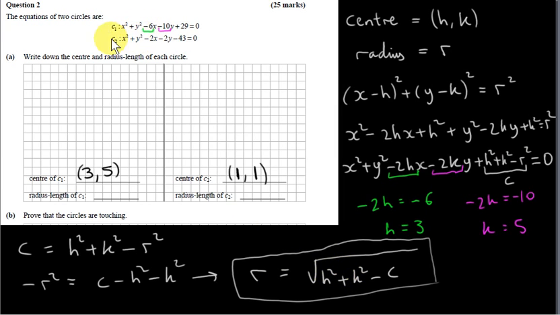So let's look at circle C1. c is plus 29. It's nothing to do with C1 and C2, of course. C1 and C2 are the names of the circles. This constant is normally called c in the general equation of a circle. So it's plus 29 for circle C1.